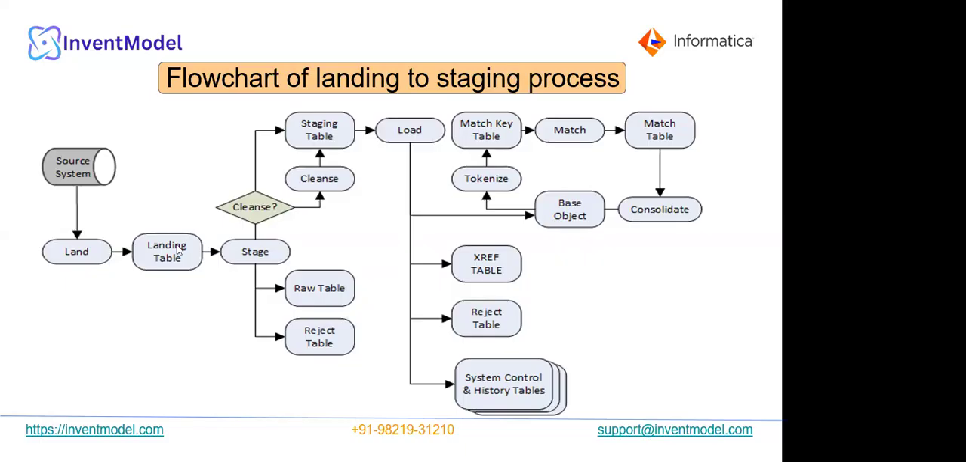Landing is just one table for all the sources, and for different sources there are different staging tables. It means if we have two sources, there will be two staging tables. Understand? After that, we do the loading process. In the loading process, the data goes first to the XREF table, which is the cross reference table. It includes the last update date. After the XREF, it will go to the base object. Within the base object, we do the advanced things, which are tokenization, and match and merge. We will understand this in our upcoming slides or lectures. So let's move to the next slide.